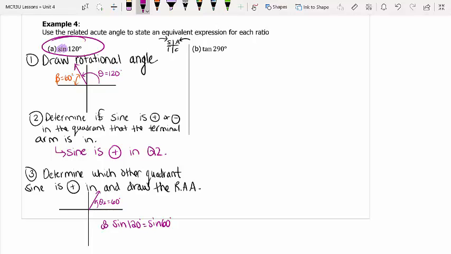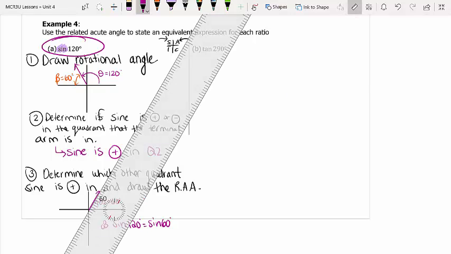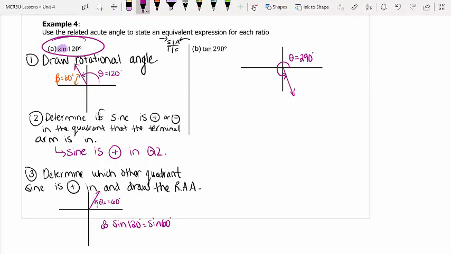So find an equivalent expression for tan of 290. Well, let's follow the exact same steps. So first, let's draw our rotational angle. Okay, so there's our rotational angle, and we can stick in that related acute angle. So our related acute angle here is going to be 70 degrees. Right, just do 360 minus 290. Okay, so step 1 is done.